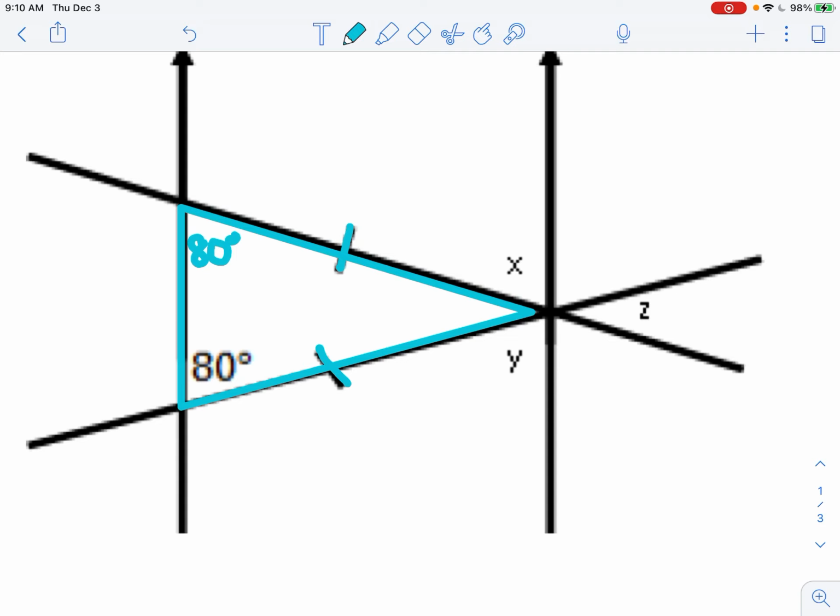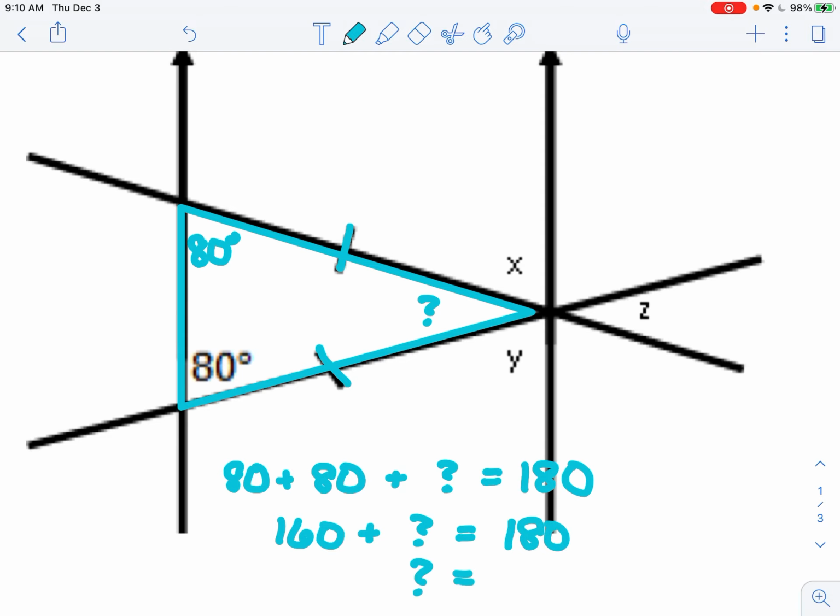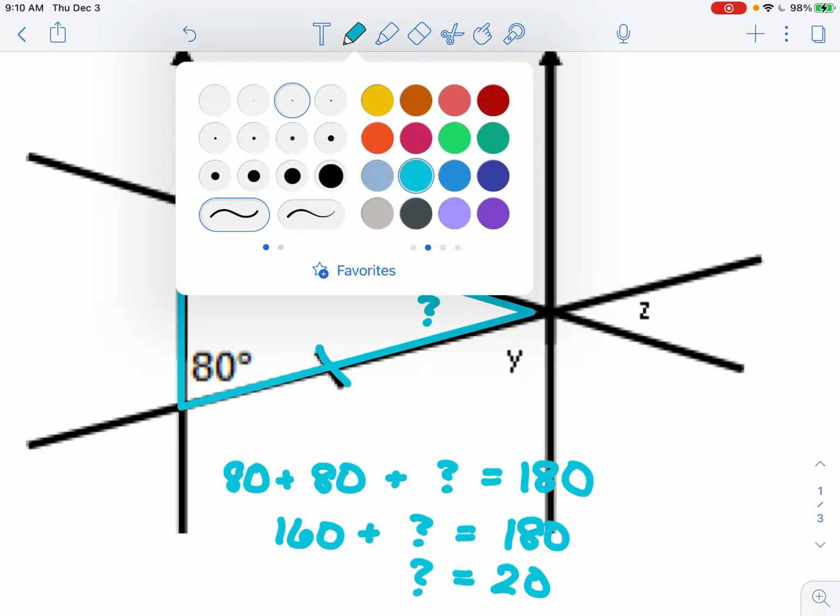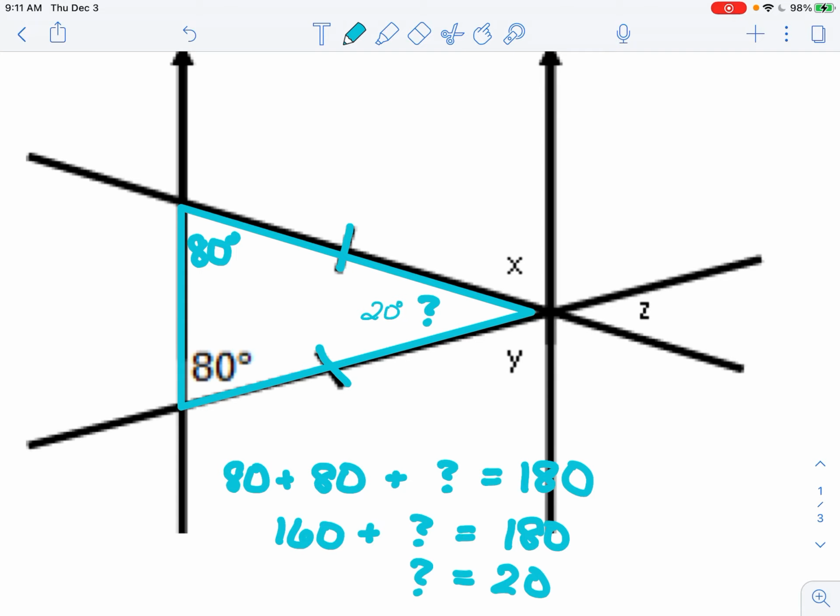And I can quickly now figure out this angle. So it's a triangle. If I add up all three angles in the triangle, 80, 80, question mark, I'm going to get 180 degrees. 80 plus 80 is 160, so 160 plus something totals to 180. That something must be a 20-degree angle, which is not asked, but it is directly across from Z.